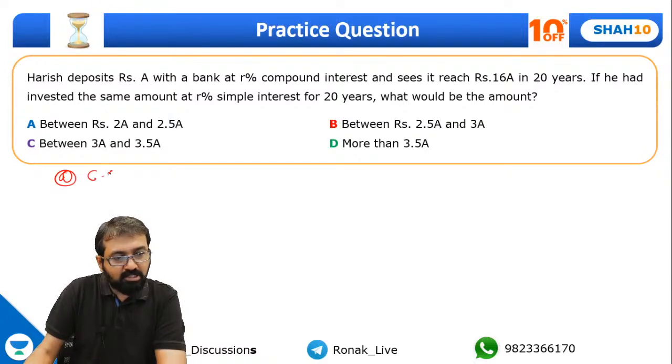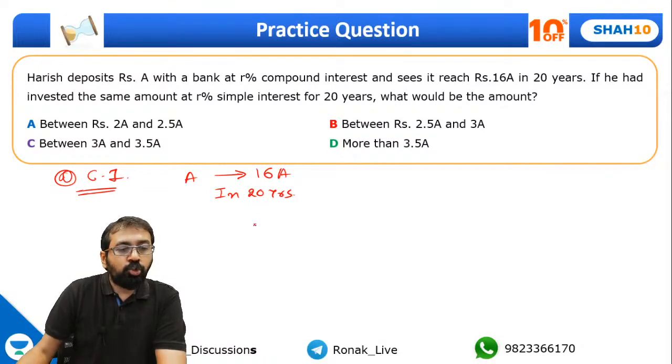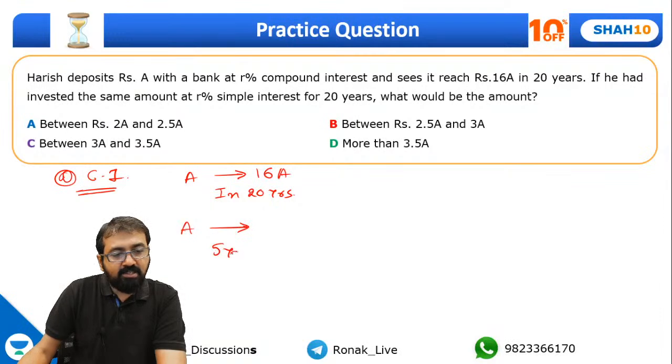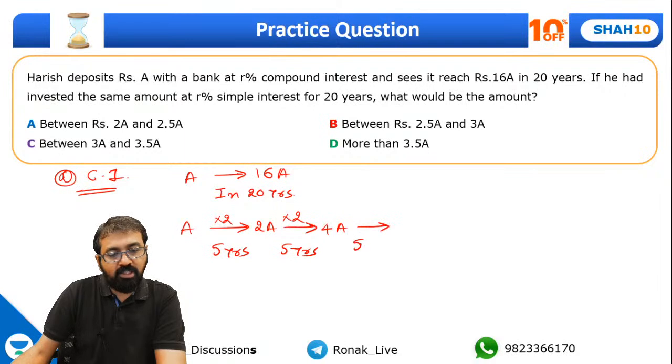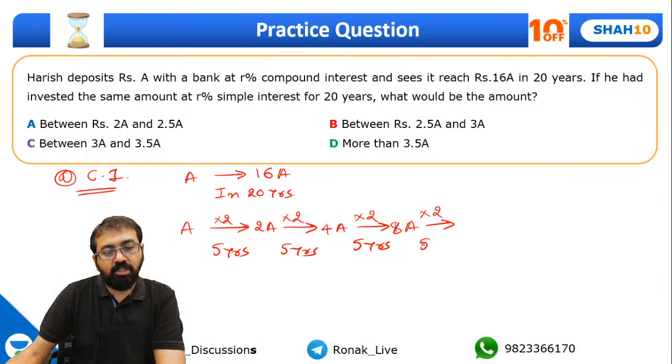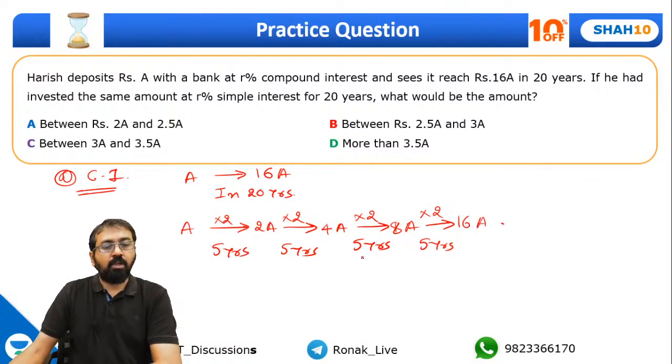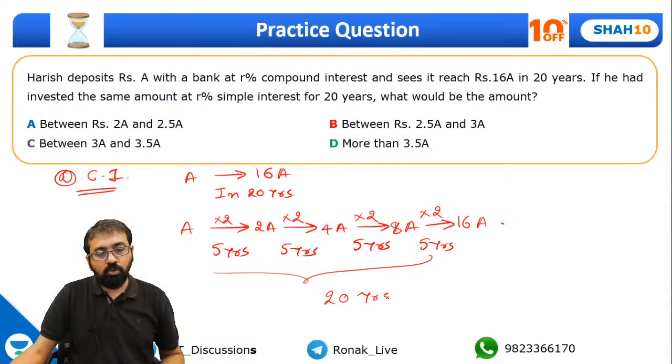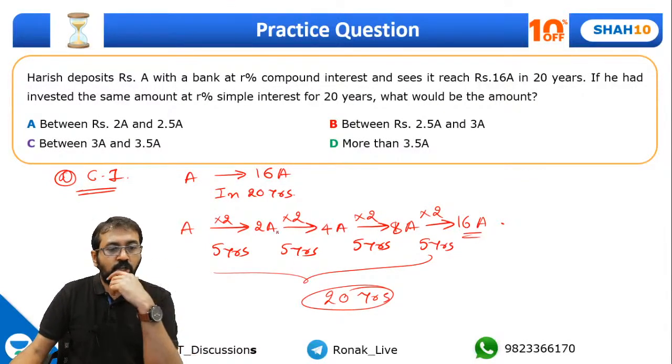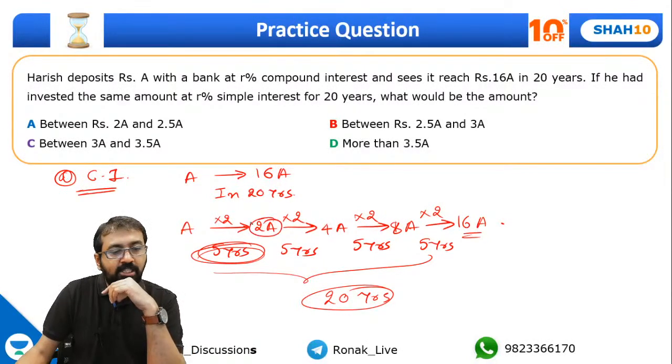Okay, at compound interest, they said A becomes 16A in 20 years. So can I say it should be like this? A, then after 5 years, it will become 2A. Then after 5 more years, it will again become double, that is 4A. Then after 5 more years, it will become double, that is 8A, and after 5 more years it will become 16A. So in total 20 years, it will become 16 times. Yes or no? So that means in every 5 years, it is becoming double.